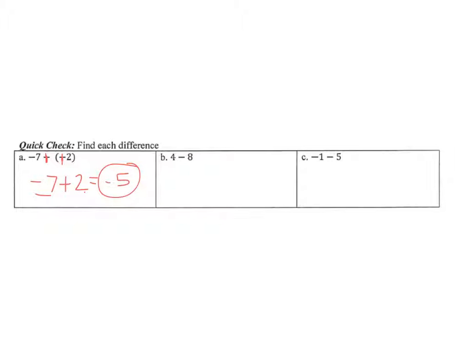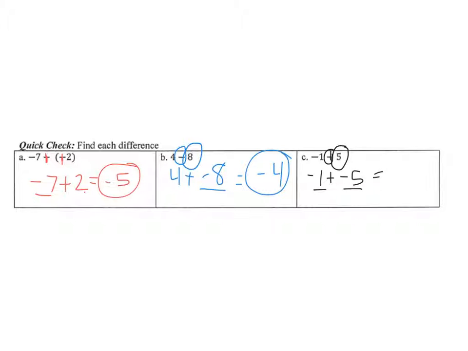Letter B. It's 4 take away 8. So change a negative to a positive. And 8 is positive, so it's going to be -8. The answer is going to be negative because there's more negatives than positives. And now I do 8 minus 4, which is 4, and take the opposite of it. So it's -4. And the third one, -1 minus 5. Change this to a positive and change 5 to a negative. 2 negatives added together is a negative, so the answer is negative.